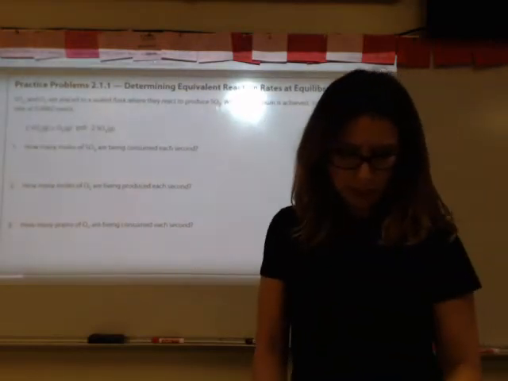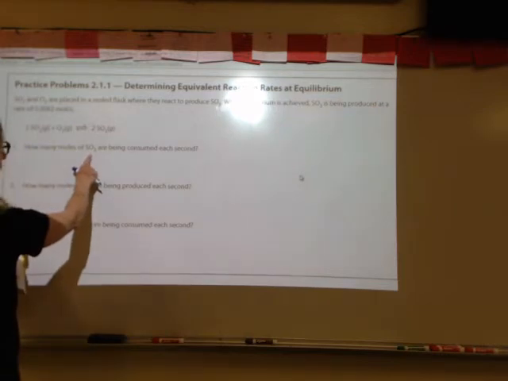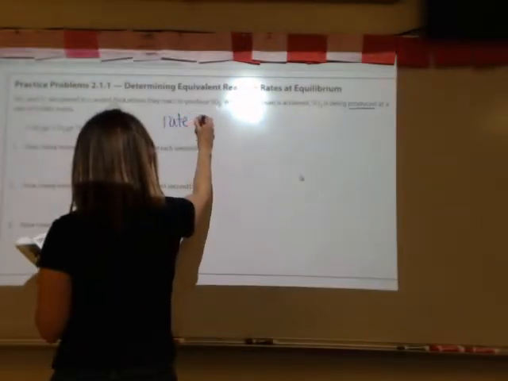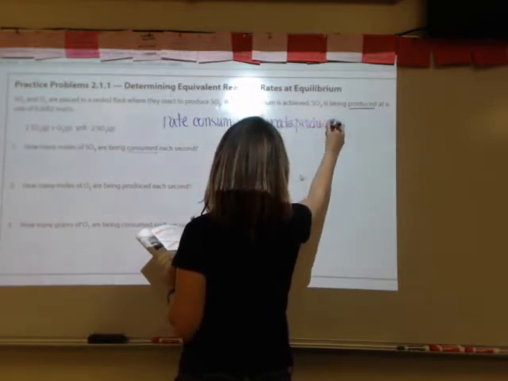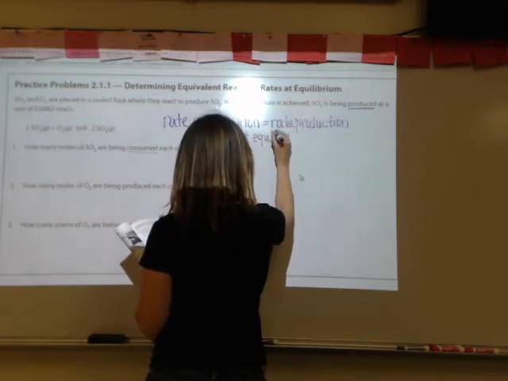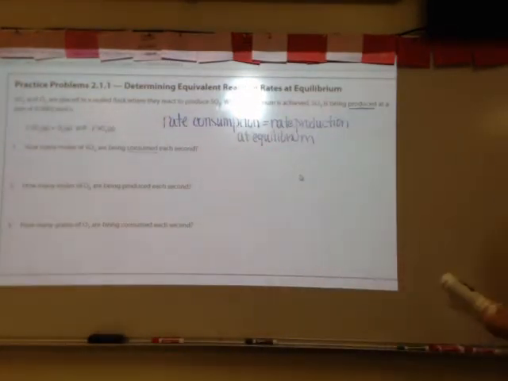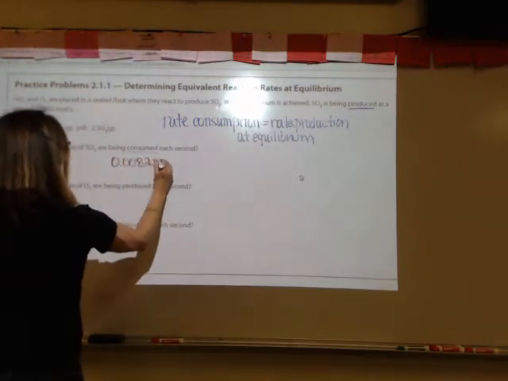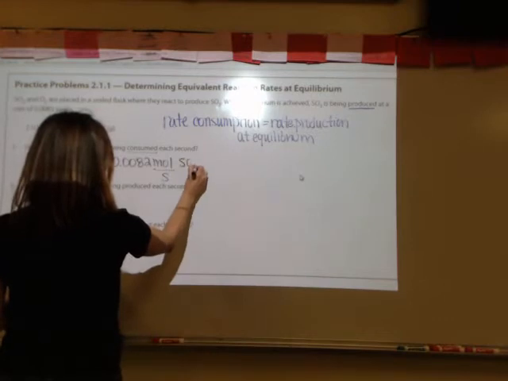So we have SO2 and O2 in a sealed flask. They're producing SO3. At equilibrium, SO3 is being produced at a rate of 0.0082 moles per second. So how many moles of SO3 are being consumed each second if we knew how much was produced? Well, the rate of consumption equals the rate of production at equilibrium. Okay, so that means that if I take my 0.0082 moles per second rate of production, that will also be the rate of consumption for SO3.